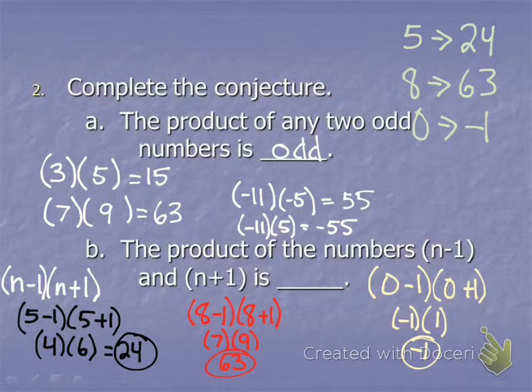Anyone think they have any ideas? It's a little more sophisticated than our previous examples. Would you like a hint? What's 5 times 5? What's 8 times 8? What's 0 times 0? What do you know about those answers?